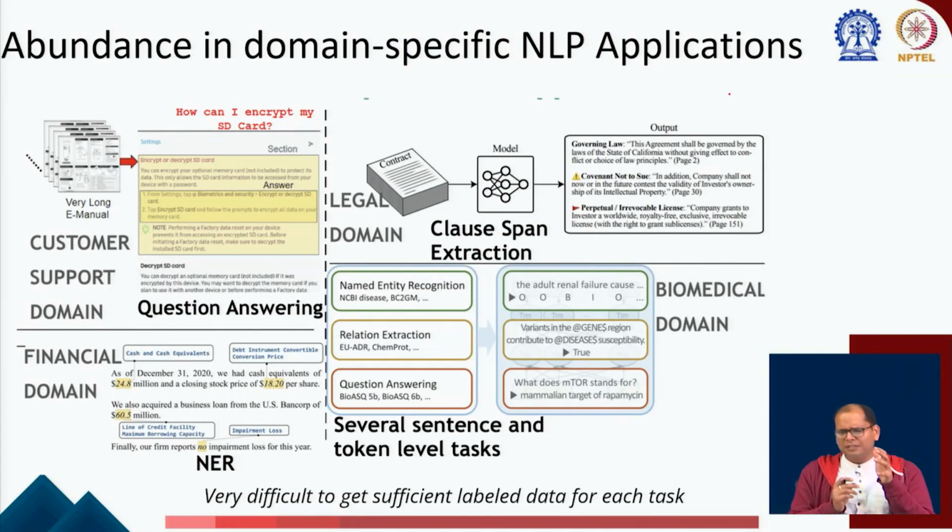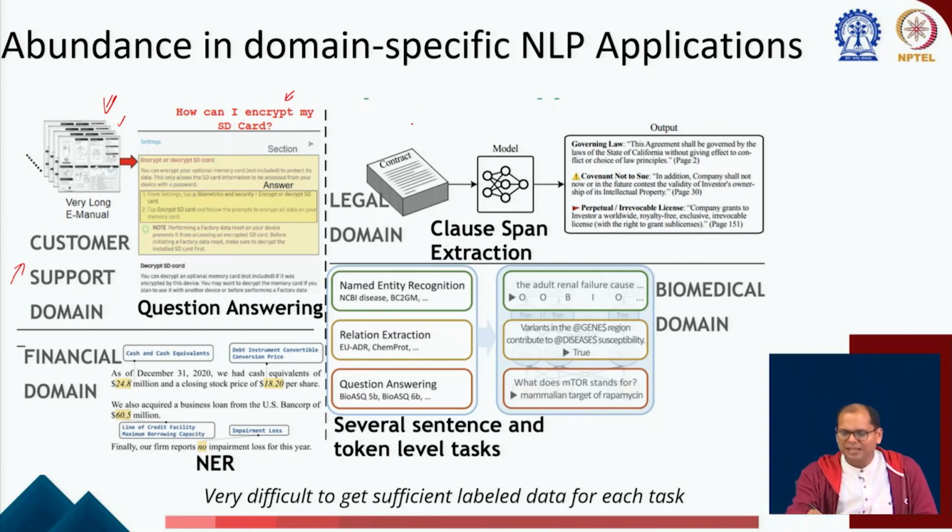Now think of it from an application perspective. Now we are not just talking about general sentiment analysis and spam detection. We are talking about a field that has a lot of different domains. So you can think about domains like customer support, e-manuals domain. So think about you're having long e-manuals, and as a customer you have a question about this, that how can I encrypt my SD card? Now the answer is lying somewhere in the manuals, but you need to really read the manual and answer that question. So you have a question answering problem where you want to answer questions from these PDF files.